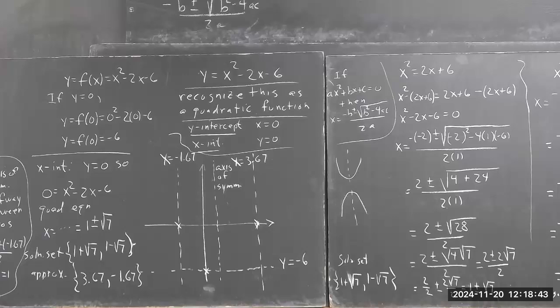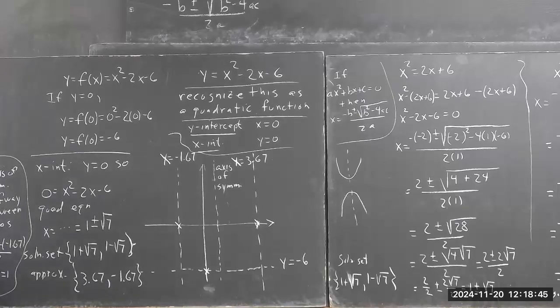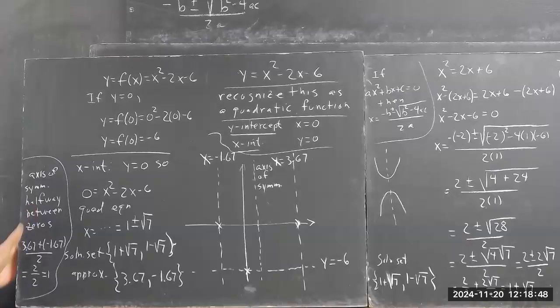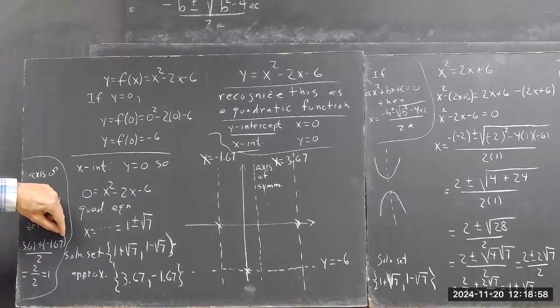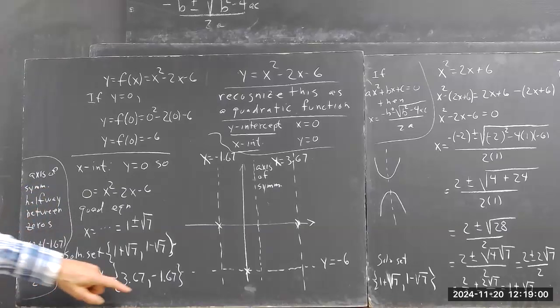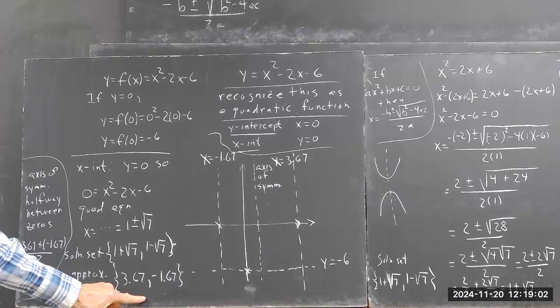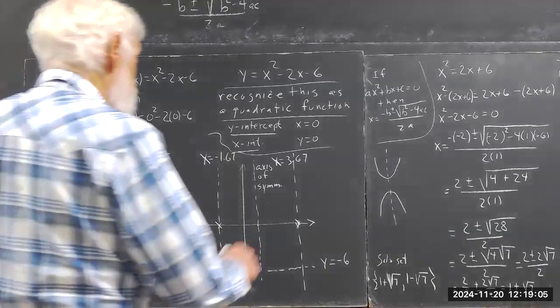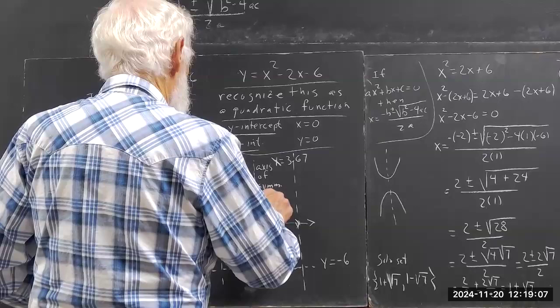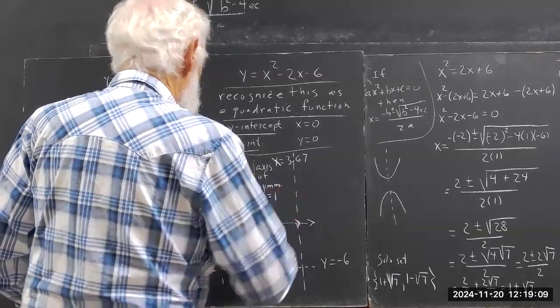Okay, now that was really easy. Everybody got 1. And then I wrote it down here, so you can recognize what you got. So the axis of symmetry is halfway between the zeros. I add 3.67 and negative 1.67, I get 2. If I add these two numbers and divide by 2, I get the number halfway between. So the axis of symmetry is x equals 1.